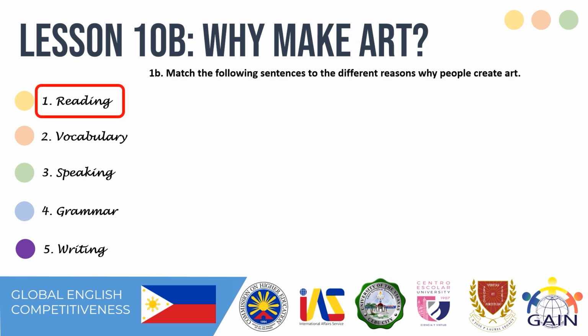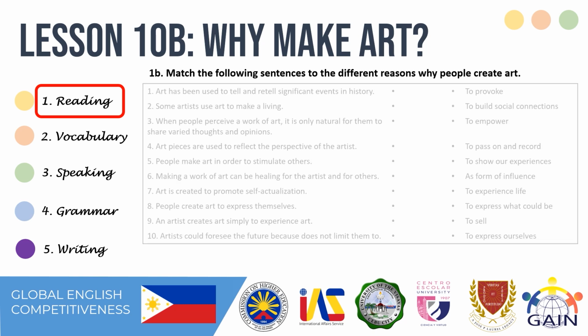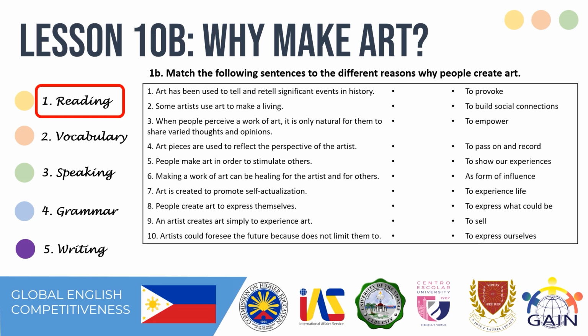Activity 1B will require you to match sentences on the left to one of the reasons why people create art on the right side. I'll show you one example. Number 1, art has been used to tell and retell significant events in history. From what we read moments ago, it is clear that art has been used to pass on and record. Art has helped preserve significant events in history so that it can still be passed on to future generations.